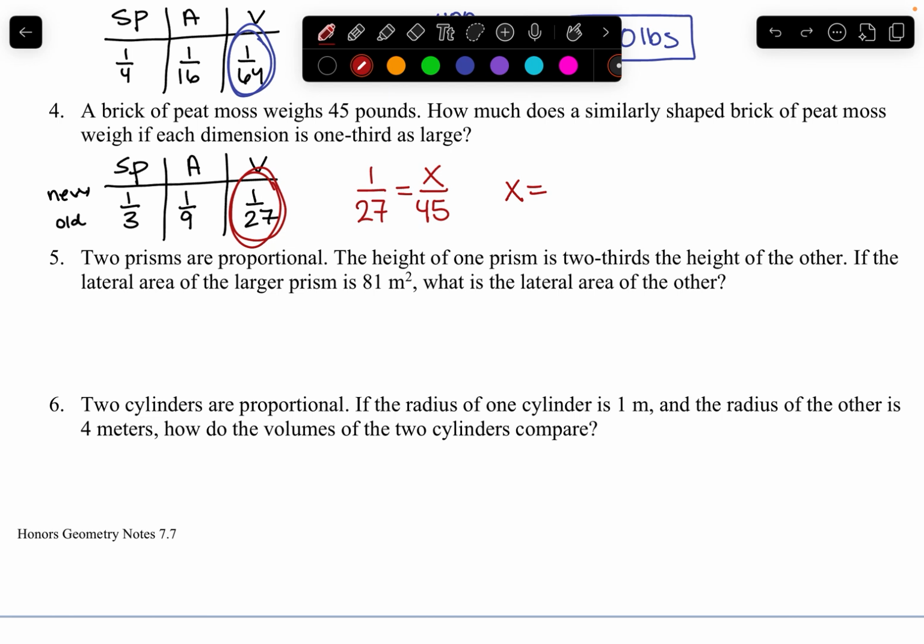It's 1/3 as large. So 3 to the third is 27. Okay, so I'm not crazy. And that was my original, so it should be getting smaller. Okay, so 45 divided by 27. It weighs approximately 1.6 or 5/3 pounds.